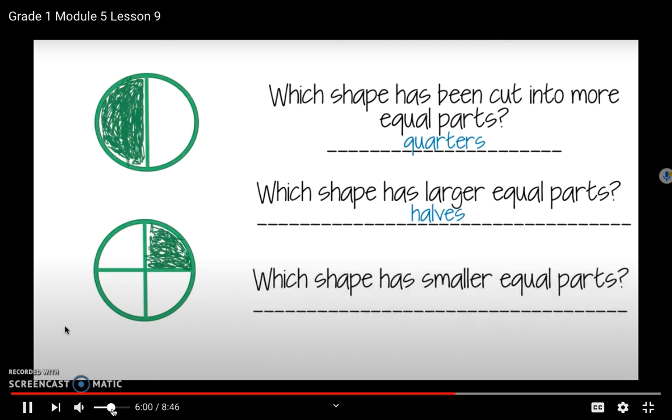And which shape has smaller equal parts? Right again. The quarters. The quarters are a lot smaller than those halves. They don't take up as much room. Probably because there's more of them, so we've got to chop up those pieces.